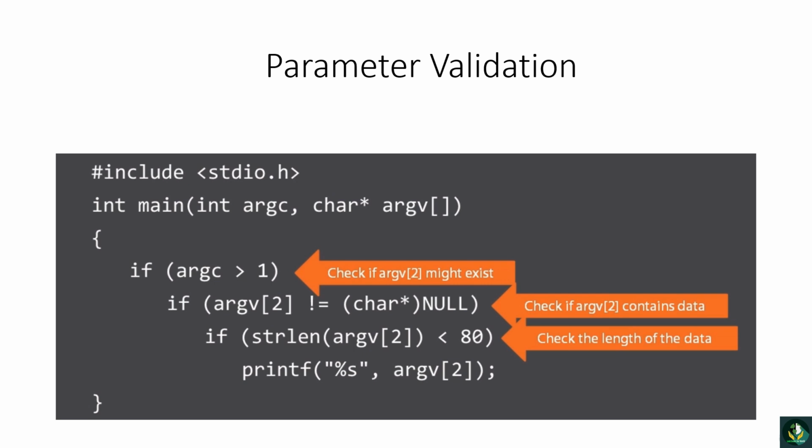Next, we check that the third array element actually contains data. If it does, we check the data is an acceptable length. If all those validation checks are true, then we can call the printf function and pass it the value of the second command line argument to display.